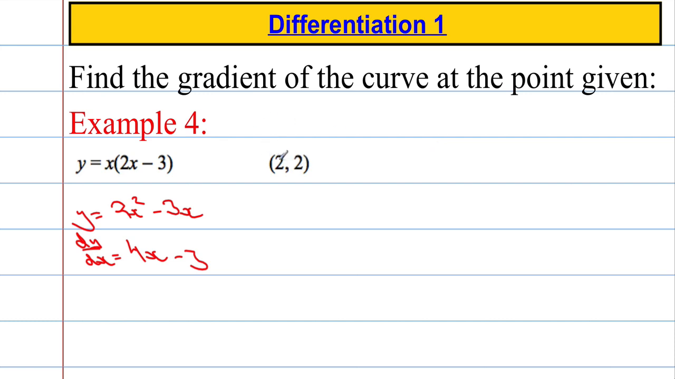Okay, we're evaluating now at the point given, so where x is equal to 2. That's what we're going to do. We're going to evaluate dy by dx where x is equal to 2. That equals 4 times 2 subtract 3. 4 times 2 is 8. 8 take away 3 is 5.